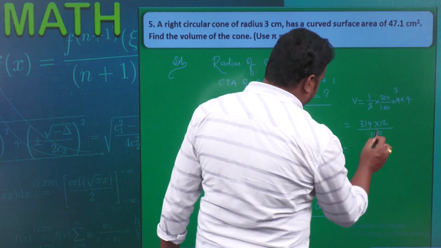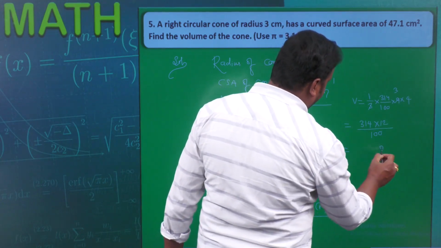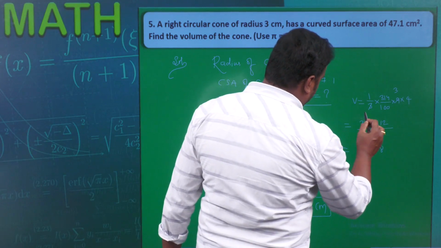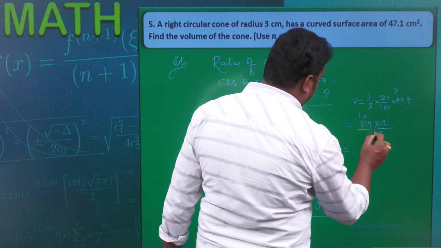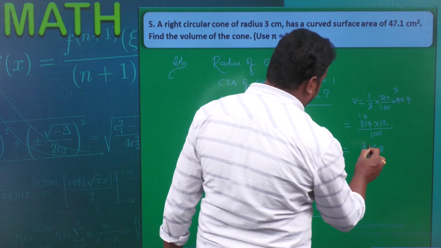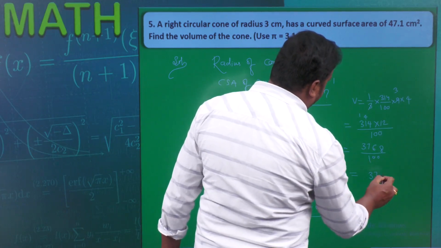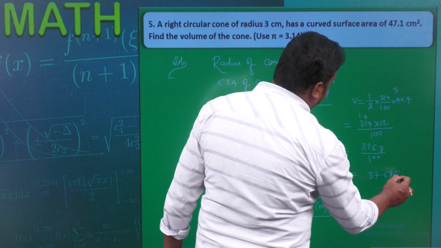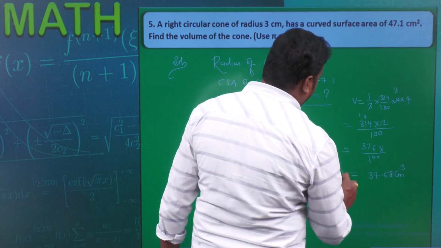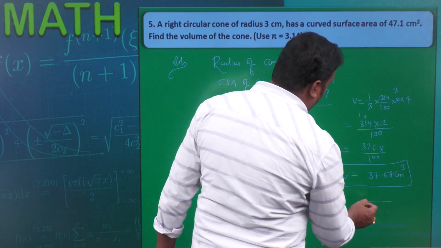Let me check: 12 fours are 48, 8 carry 4, 12 ones, 12 plus 4 is equal to 16, 6 carry 1, 12 threes are 36 plus 1 is equal to 37, divided by 100, which is equal to 37.68 cm³. This is the volume of the cone.